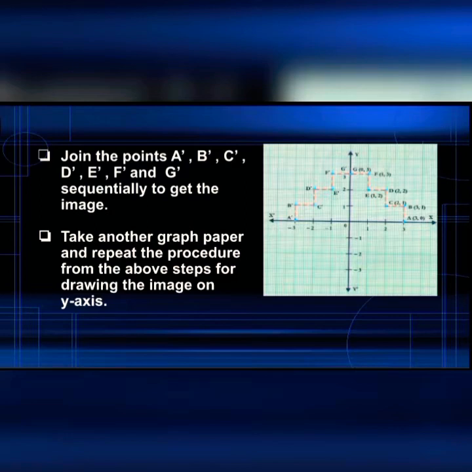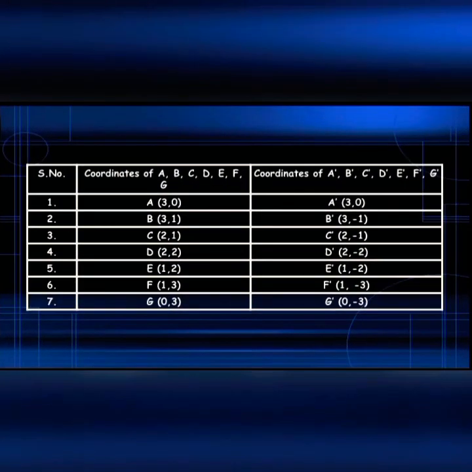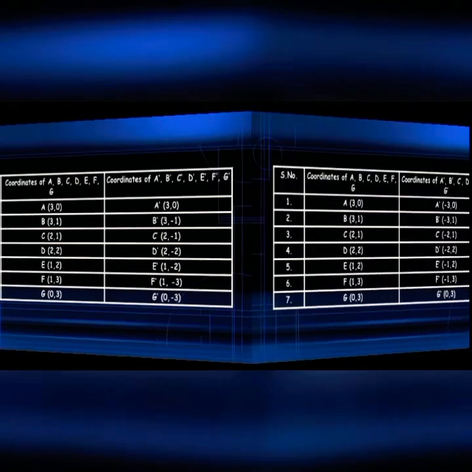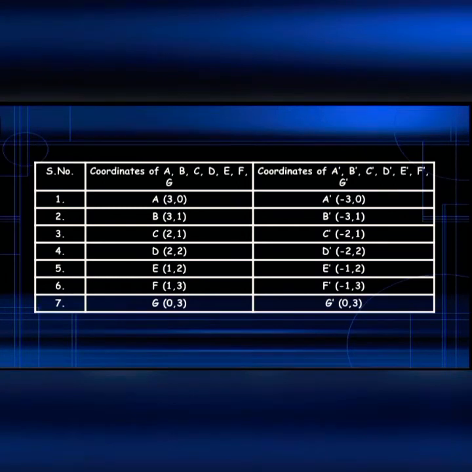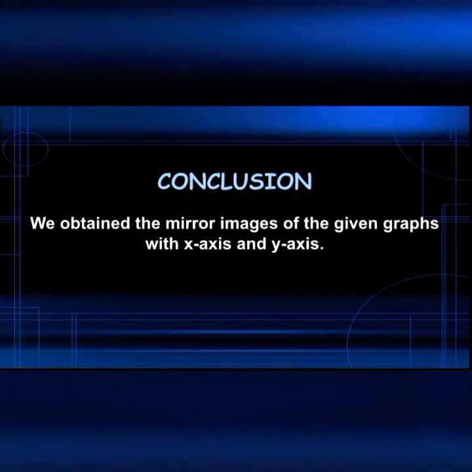So this table is for the x-axis. We can see there is a formation of the mirror image looking at the coordinates. Let's view the y-axis now. The prior was for x and this is for y. So you can also see over here that there is also an obtaining of a mirror image. So what we conclude from this activity is that we obtained the mirror image of the given graph with the x and y axes. Thank you.